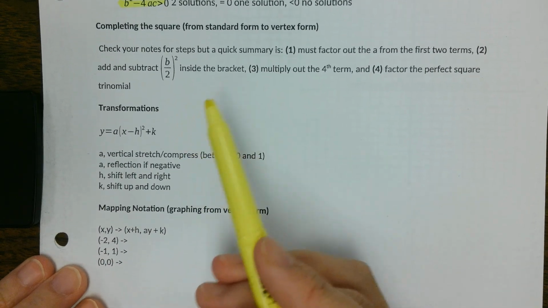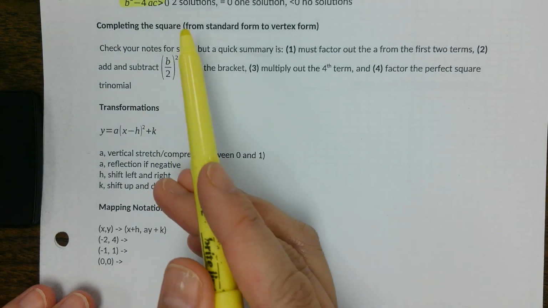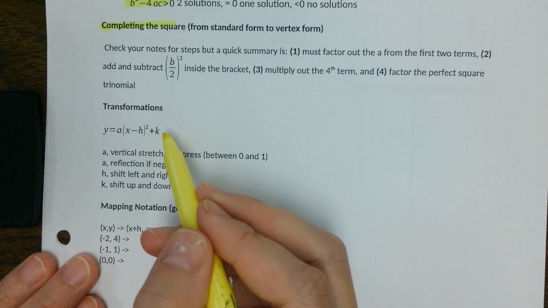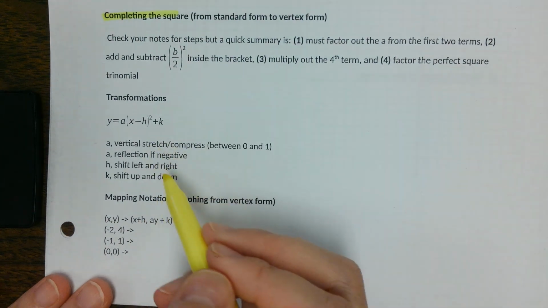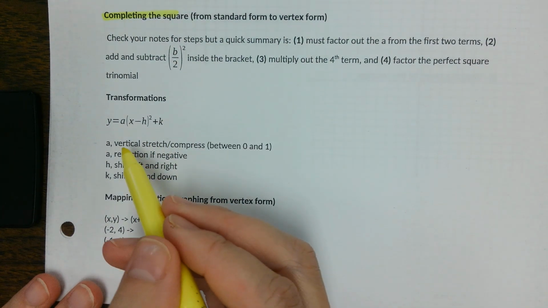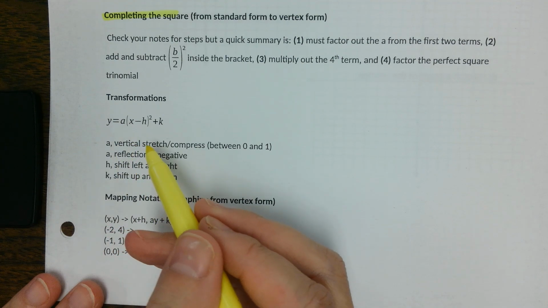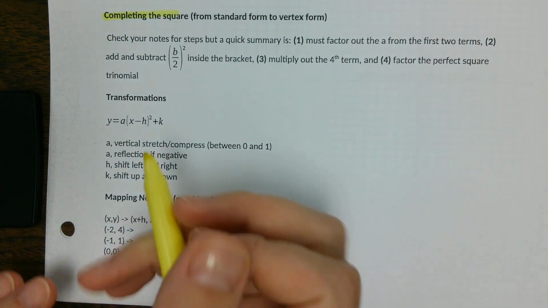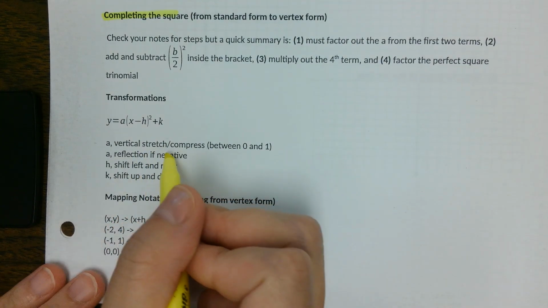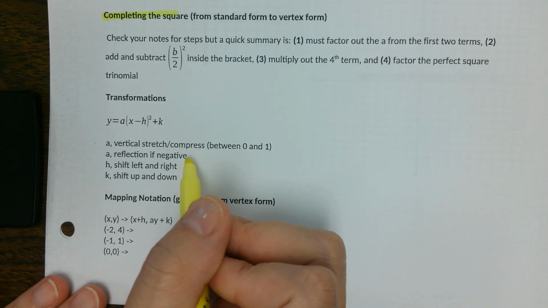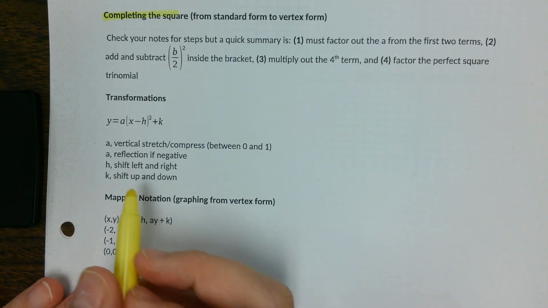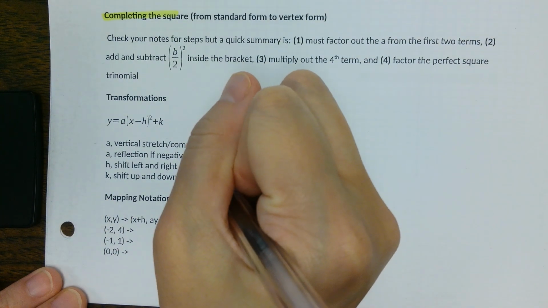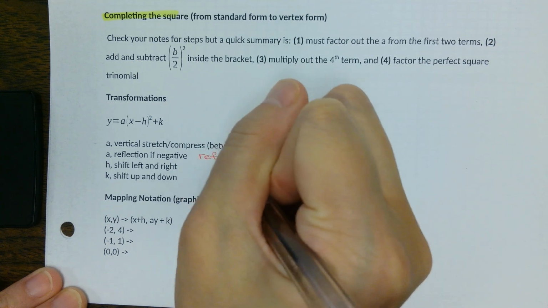In terms of transformations, now that you complete the square and put it into vertex form, you know that the A is the vertical stretch or compression, or reflection. Reflect over the x-axis if it's negative. On the exam, make sure you write reflect over the x-axis, not just reflect.